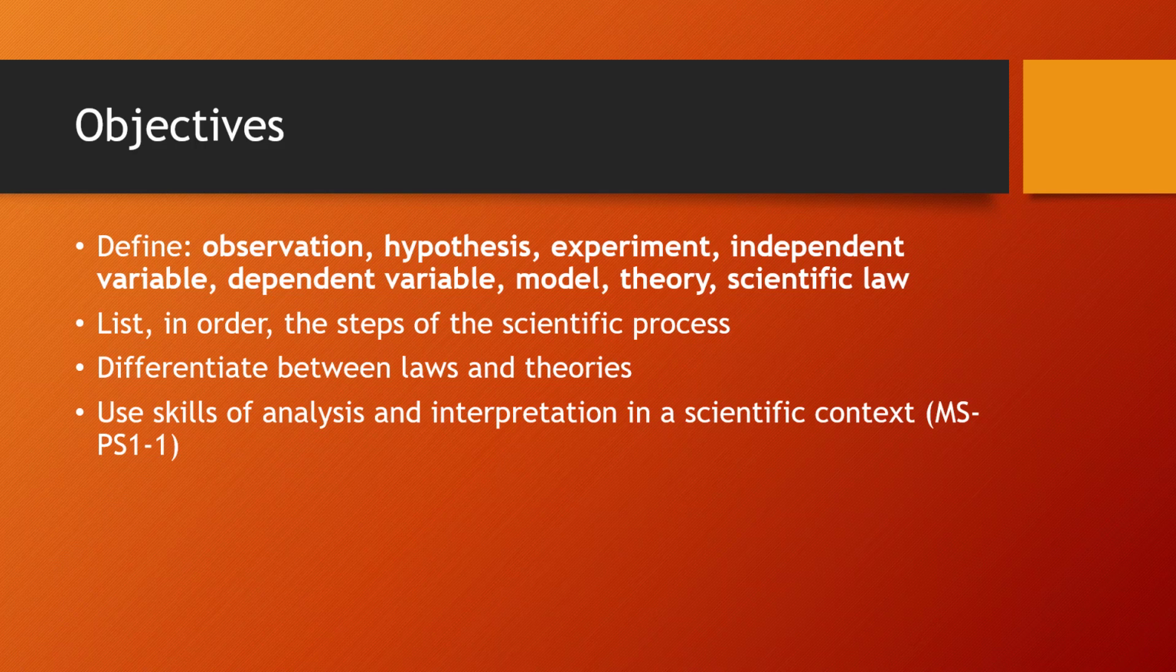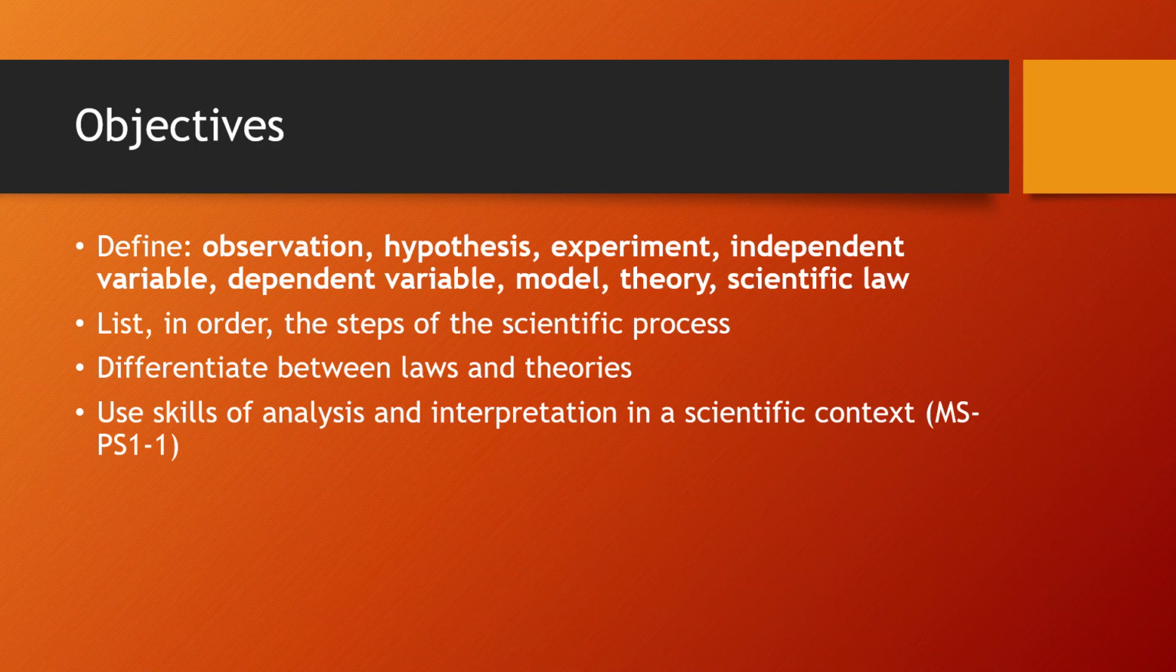We're going to look at independent variable, dependent variable, model, theory, and scientific law later in this lecture, so definitely keep your pens handy for defining those. Be able to list, in order, the steps of the scientific process. So a question I may ask you on the exam is, put these following things in order, or which comes third.